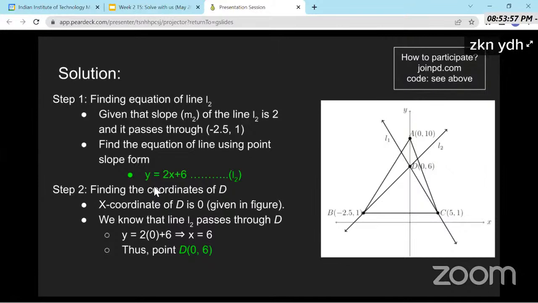The x coordinate is 0. So what we can do is we can just put that x value over there and substitute, and see. So what do you see? That you get y as 0. So you get the point B as (0, 6), right?